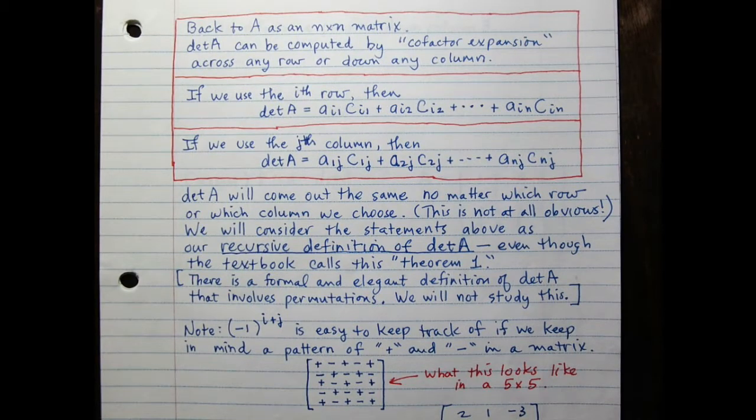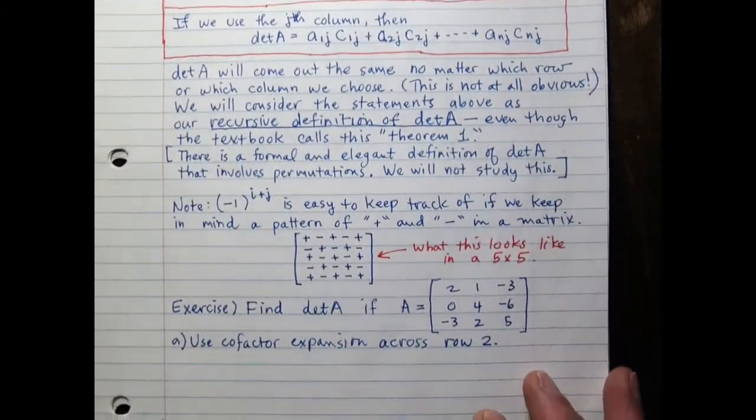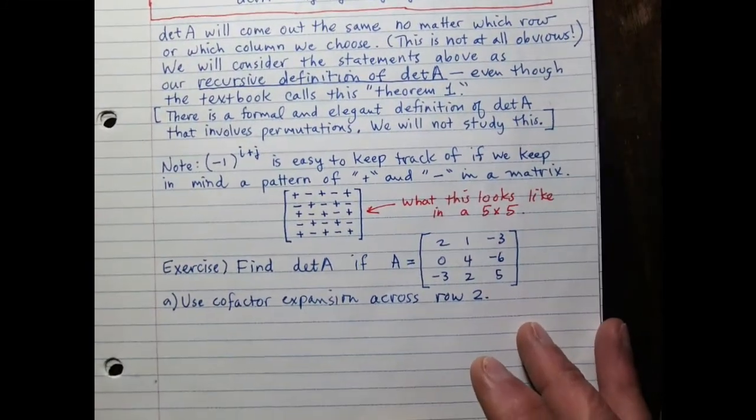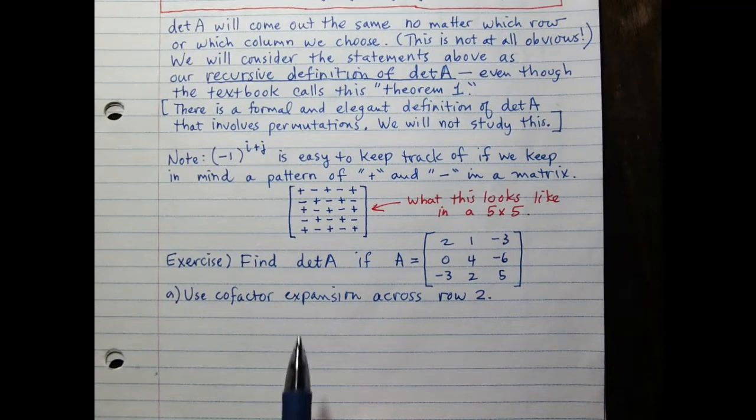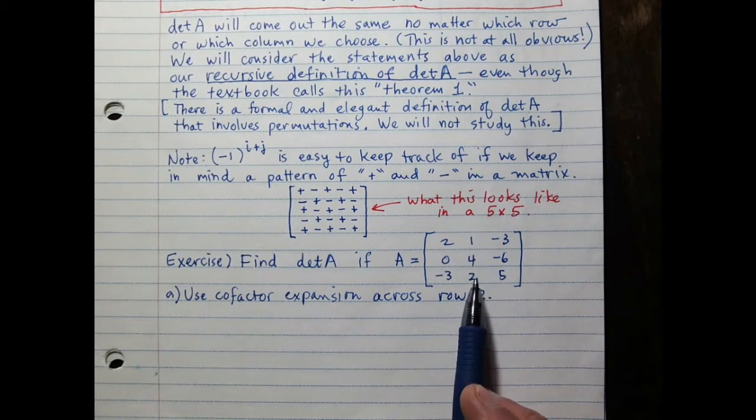Let's go ahead now and calculate some determinants. We're going to move on to the exercise here at the bottom of the second page of the handout. We're going to find the determinant of A if A is the given 3 by 3 matrix. And now, normally you'll get to decide how to do this. You'll choose a row or a column to work along.